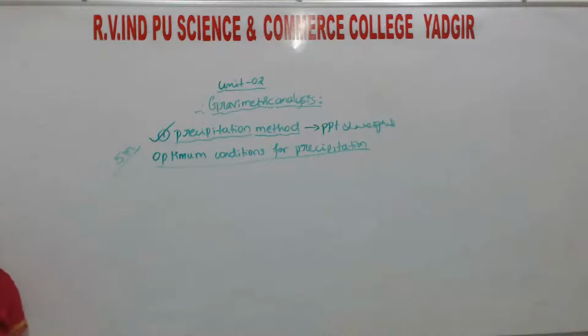Conditions for precipitation. Several conditions are there here. The general rules may be adopted for the precipitation. Only general rules here. There are a number of general rules in the optimum conditions for the precipitation. First one, precipitation should be carried out in dilute solution.